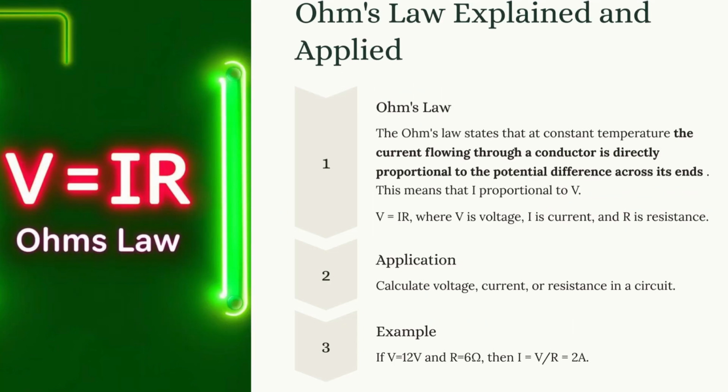Ohm's law. Ohm's law states that at constant temperature, the current flowing through a conductor is directly proportional to the potential difference across it, with the constant of proportionality being the resistance. Mathematically, this is represented as V = IR, where V is voltage, I is current, and R is resistance. A main application of Ohm's law is to determine the voltage, resistance, or current of an electric circuit.